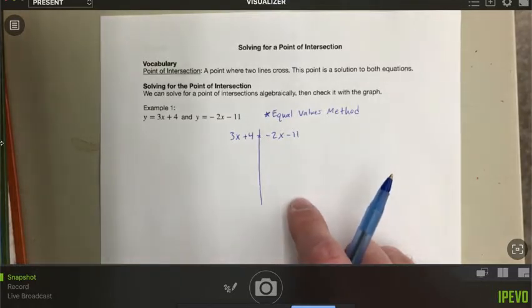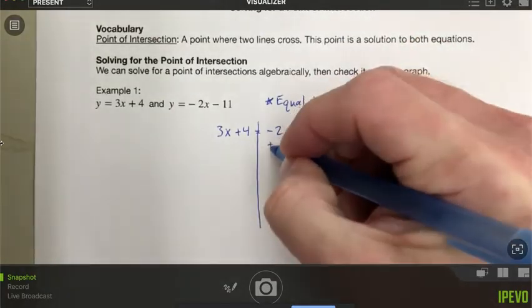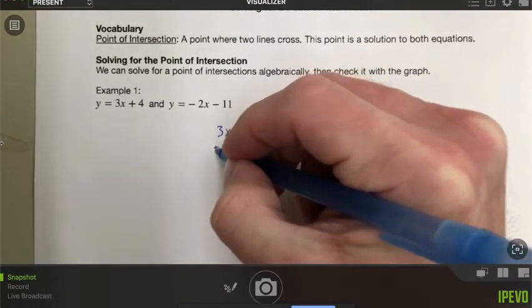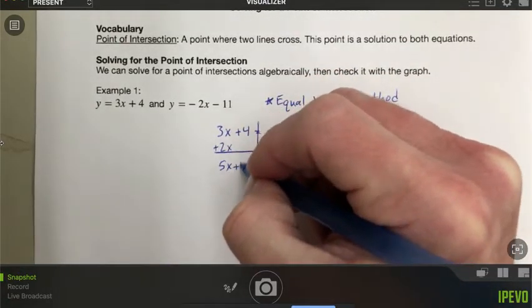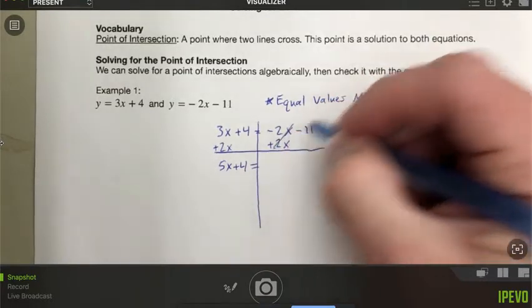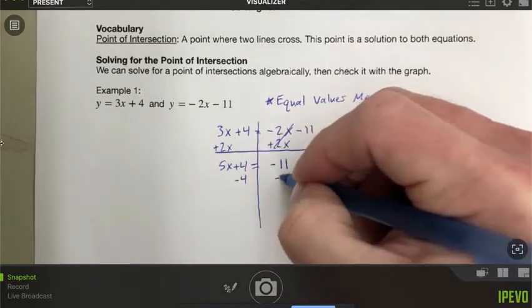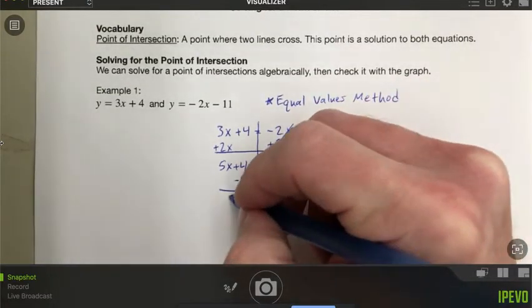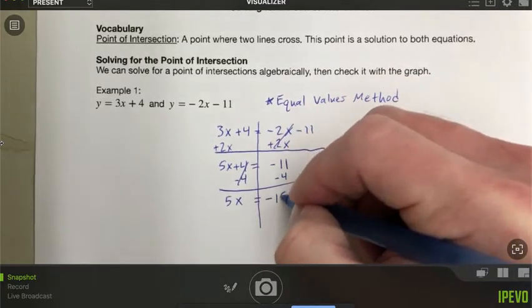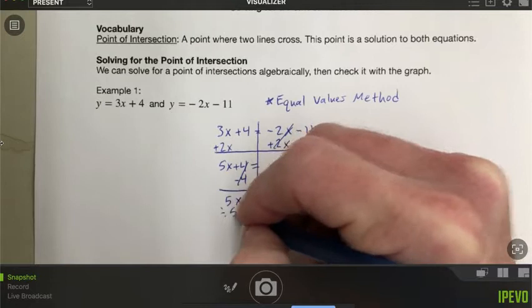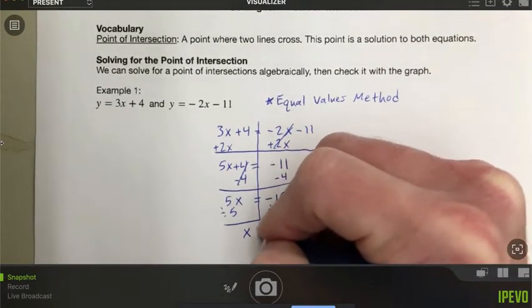I can do operations to both sides. So remember, there's 4 ways you could start. I like to take care of the x terms first. So here I'll have 5x plus 4 equals, this will be 0x, so only negative 11 will be left. Take away 4 from both sides. Get 5x, these will be 0, equals negative 15. And then finally I can divide by 5, and I've got x equals negative 3.